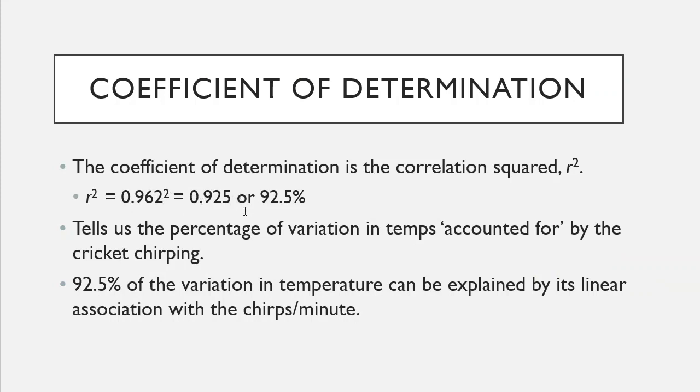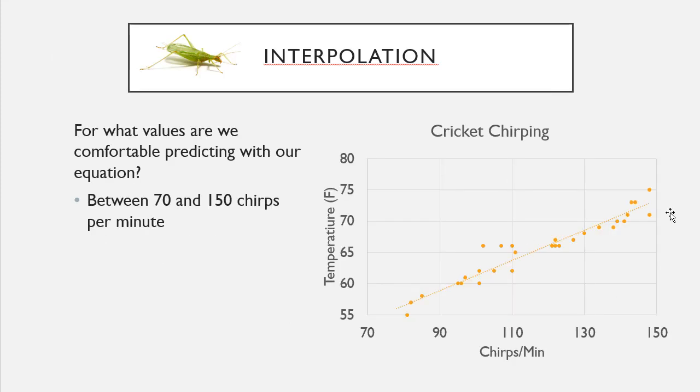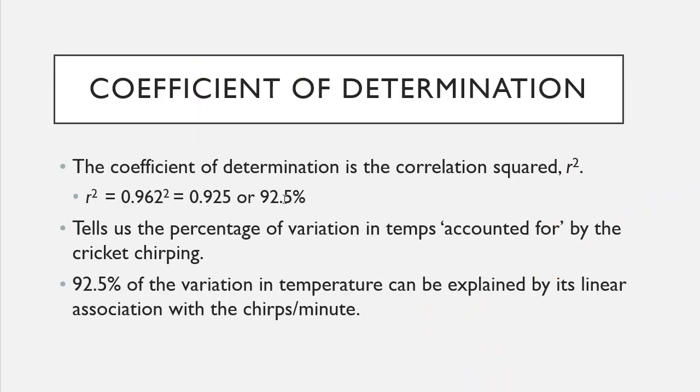0.925. So that's telling us that 92% of the variation in temperature is explained by knowing the cricket chirping, essentially. So the temperature for these data points, there's all different temperatures, right? But 92% of the information about what temperature it is is explained by knowing how many chirps per minute the crickets are making. So that's telling you that cricket chirping accounts for a lot of knowing what temperature is. In fact, 92% of that information is accounted for.